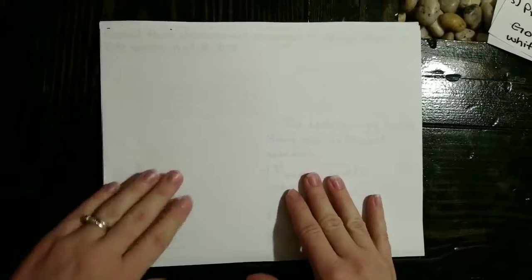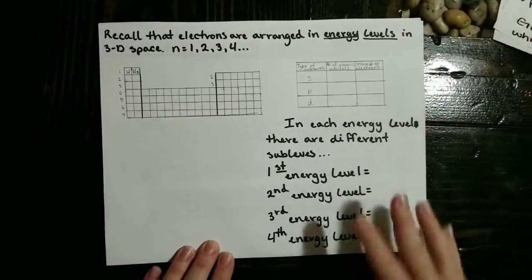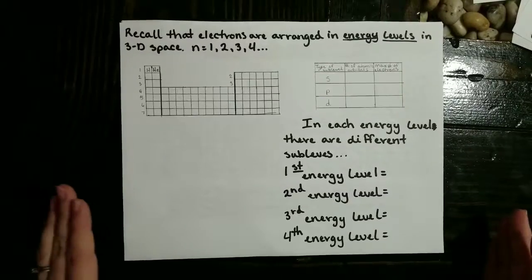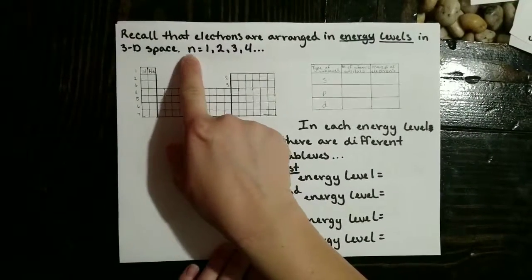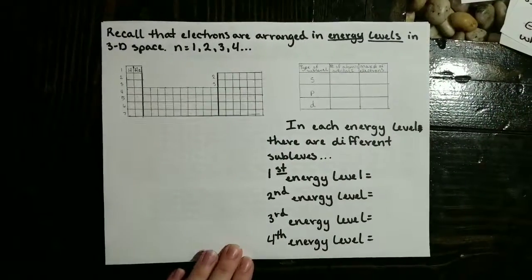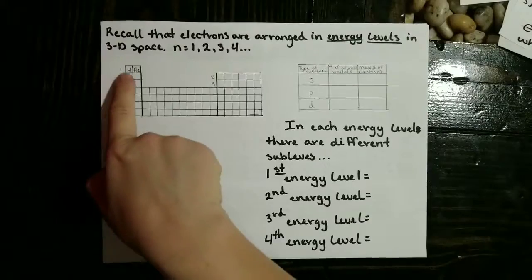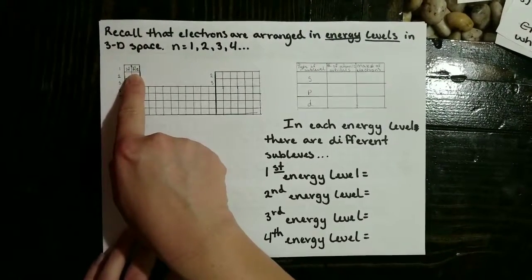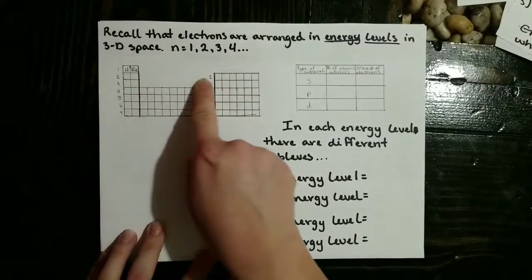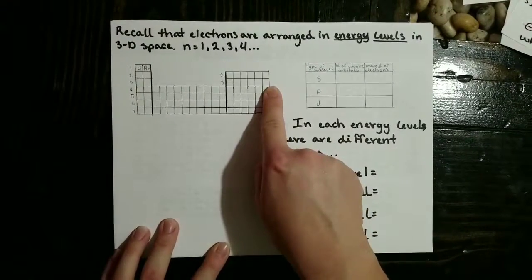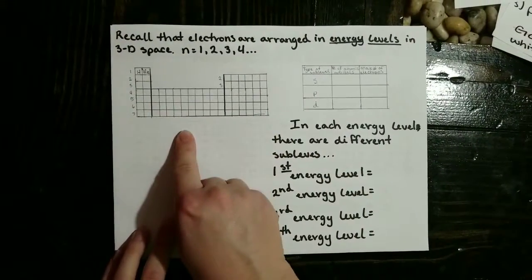On page 4 of your notes, at the very top of the page, it says, recall that electrons are arranged in energy levels in three-dimensional space. We label our energy levels n, so n equals 1, 2, 3, 4, 5, 6, 7, 8, etc. We see those energy levels on the periodic table. The first energy level is the first row, that's hydrogen and helium. The second energy level is the second period on the periodic table. The third energy level is the third period, the fourth, the fifth, the sixth, and the seventh.